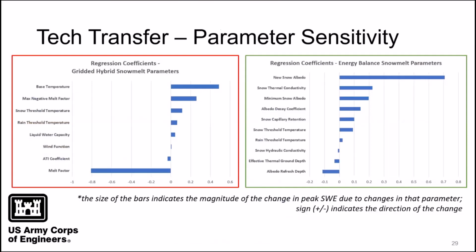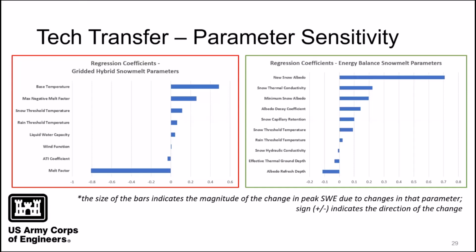The figures you're seeing here are what we refer to as tornado plots, and they were generated using multiple linear regression in Excel. And these plots are used to evaluate the relative contribution of each parameter to some output of interest. So in this case, we selected peak SWE. The magnitude of the bar shows the relative contribution of each parameter to peak SWE. So the left plot shows the gridded hybrid or the RTI parameters, and the right plot shows energy budget.